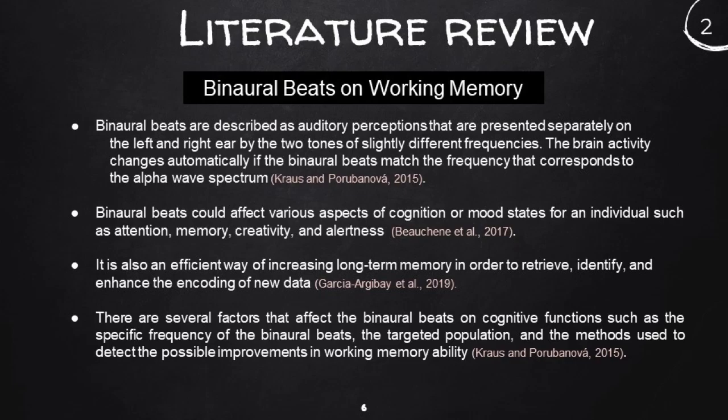There are several factors that affect the impact of binaural beats on cognitive functions, such as the specific frequency of the binaural beats, the targeted population, and the methods used to detect possible improvements in working memory ability. The target group is important because the level of brainwave activity in older people is different from young people. Moreover, binaural beats may have a beneficial impact on retention, attention control, as well as the storage and activation of information. Thus, it is shown that binaural beats have a relationship with working memory.